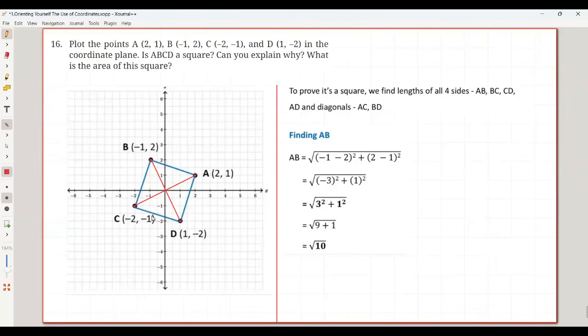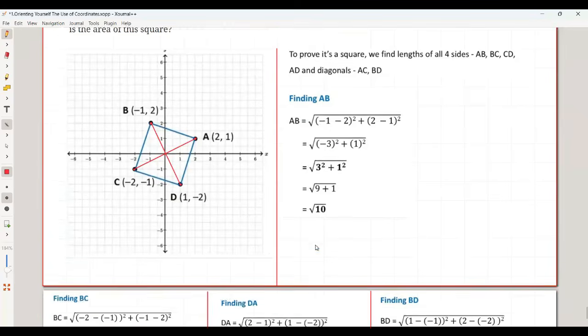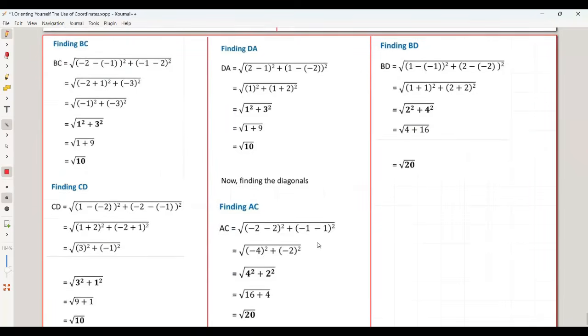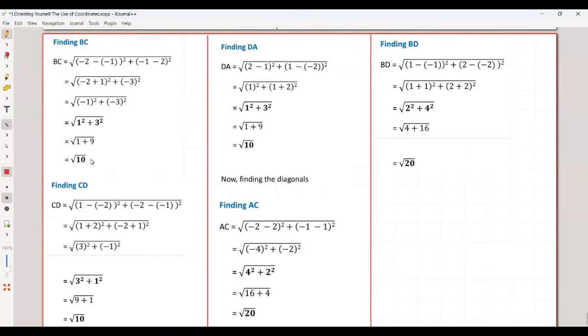First find all the sides. AB, using the distance formula, I am getting root 10. Next, BC using the distance formula, root 10. CD, root 10. DA, root 10. So all the sides come out equal. By this alone, I cannot say it is a square. We have to check the diagonals also.